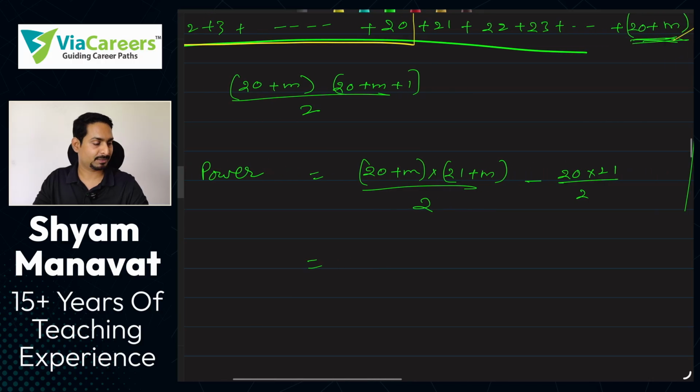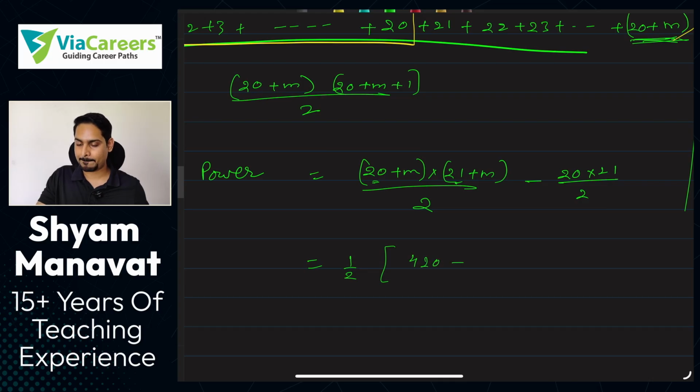So now I should simplify this first. अभी इसको सिंप्लीफाई करते हैं पहले. So now I can take 1/2 common, and then here I have what? Simplify this. This is 20 into here 21. That becomes what? 420 plus here becomes 20 into m and 21 into m becomes what? 41m here plus m square here minus what?